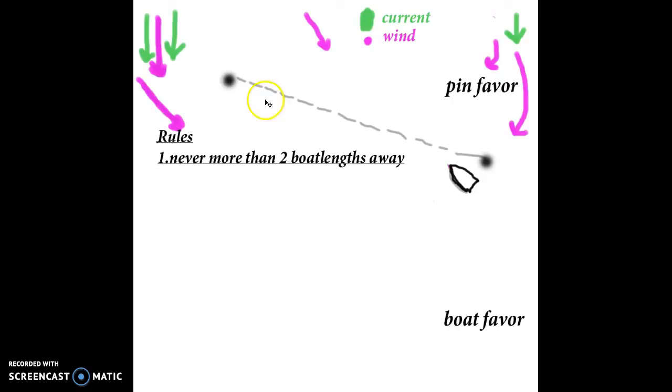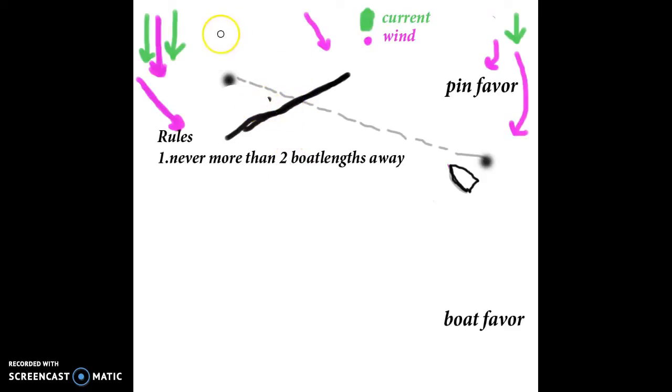Okay, what I mean by 2 boat lengths away is 2 boat lengths in the wrong direction, far away from the line. So here's the line, 2 boat lengths. Okay, well, I guess if a boat's that big, it should be a little farther away. But 2 boat lengths, here's our 2 boat length line, okay? Because the current is pushing in this direction, the wind is pushing in this direction.